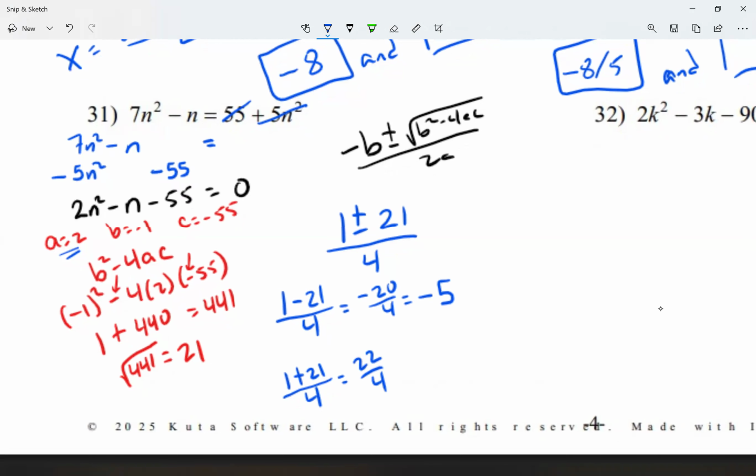I know if I grab my calculator, 22 divided by 4 gives me a decimal. I don't want a decimal, so I'm going to leave my answer as a fraction, but at least simplify. Let me divide each of my numbers by 2 to make my value smaller. So instead of 22 over 4, I'm going to call it 11 over 2. Okay, so my answers are here. The first one is -5, and the second one, 11 over 2.